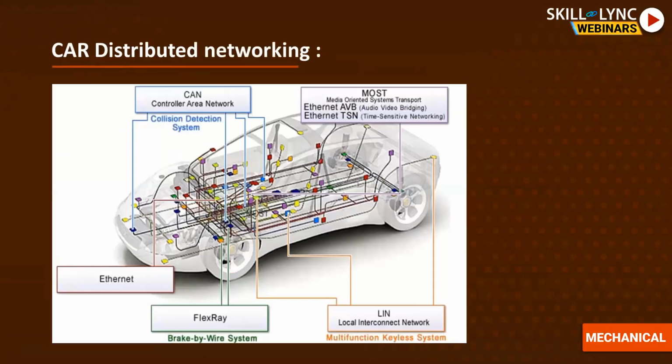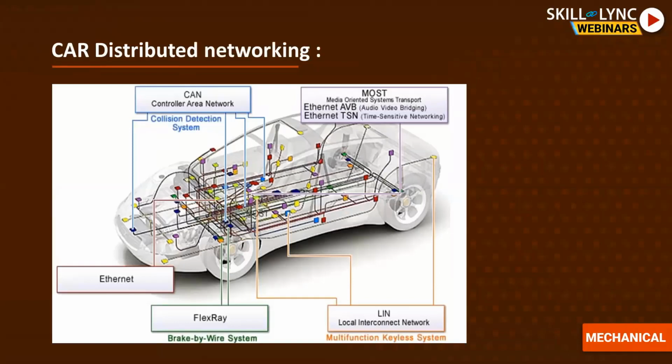So here you can see a car is not a normal networking structure. Here you can see the distributed networking of the car. Here we have CAN, here we have Ethernet, here we have FlexRay, LIN, and MOST. And you can see the wires right here. It's a very complex architecture when it comes to the car.